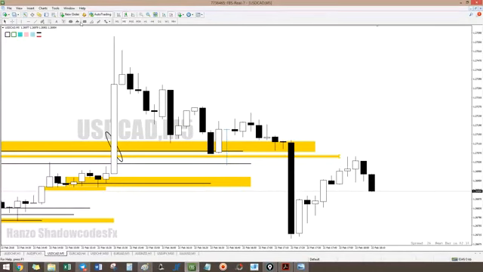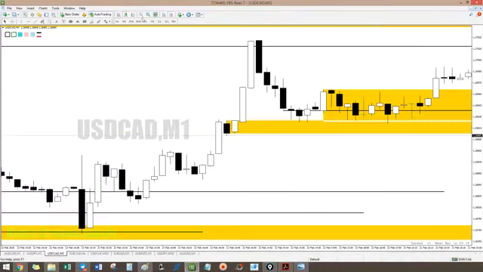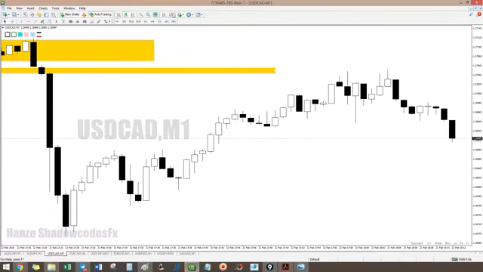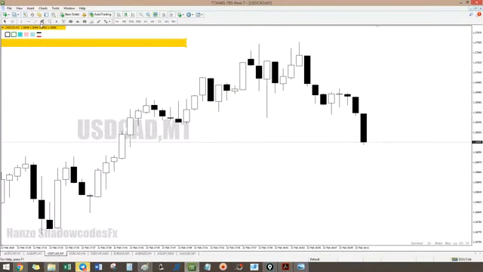Live trade means let's open the M1 chart. For example, you want to train your eye. You don't want to lose money, but you just want to train your eye. So this is the base. And over here is the base.